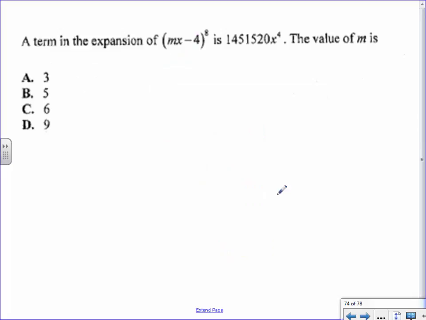Here's another one. I'm going to tell you an unknown thing we're going to expand, (mx minus 4) to the 8. I'm going to tell you what the term is. Our goal is to work backwards and figure out the value of m. One option is just to guess and check, because you could guess and check the 4 answers until you get it right. But let me show you a nifty trick.